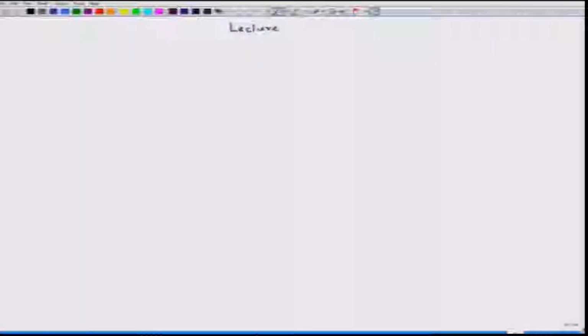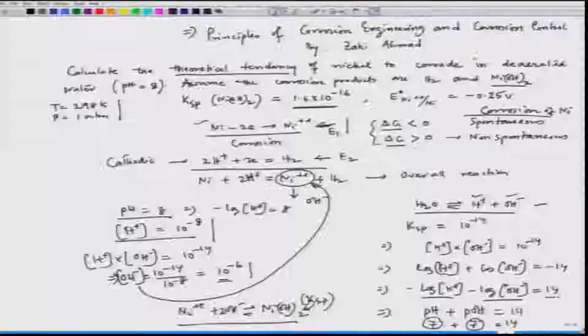Let us begin lecture 19. So, in the last lecture at the end we started discussing nickel corrosion. I would like to say that it is whether that nickel would corrode in a particular solution, and the problem statement was, if you see the problem statement, this was the problem statement.